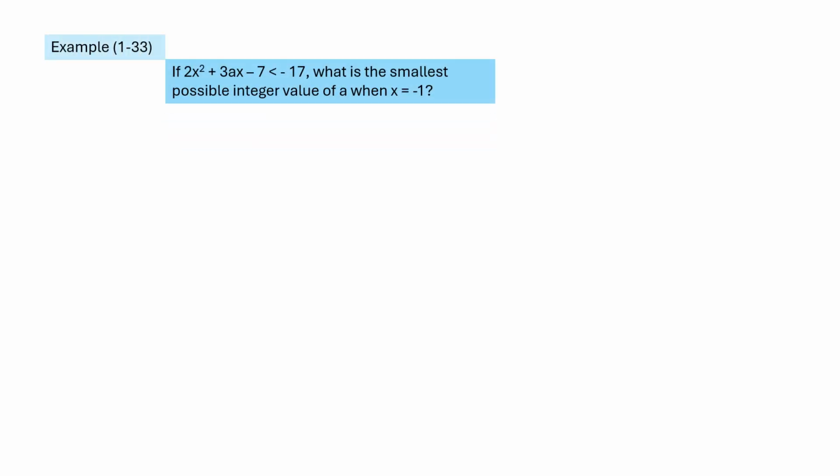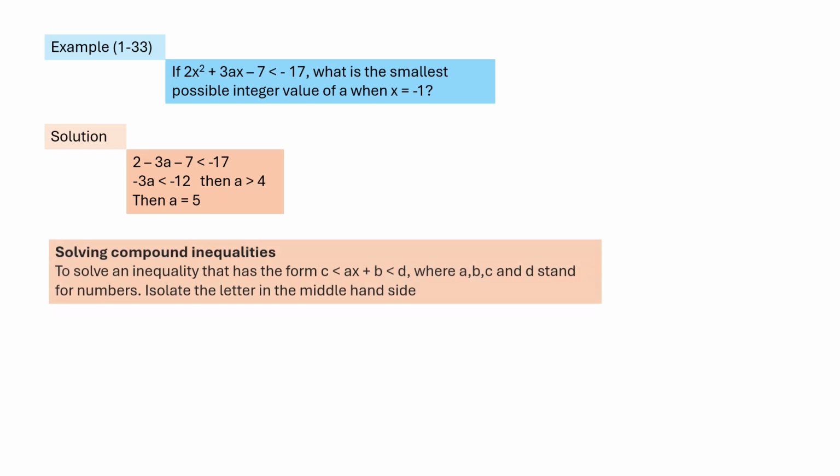Example 133. If 2x squared plus 3ax minus 7 less than negative 17, what is the smallest possible integer value of a when x equals negative 1? So substitute negative 1, and you will get a normal inequality: 2 minus 3a minus 7 less than negative 17. Complete the solution: negative 3a less than negative 12, then a greater than 4 because you divide by negative 3. So switch the inequality sign. So take the first integer after 4, so a is 5.